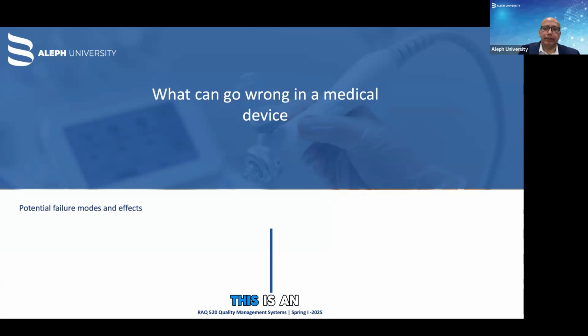And remember, this is an introduction, so we are going to see why we need a quality management system. First, we're talking about what is a medical device. Second, what can go wrong in a medical device if we don't pay attention to the quality, to the way the product is designed, manufactured.